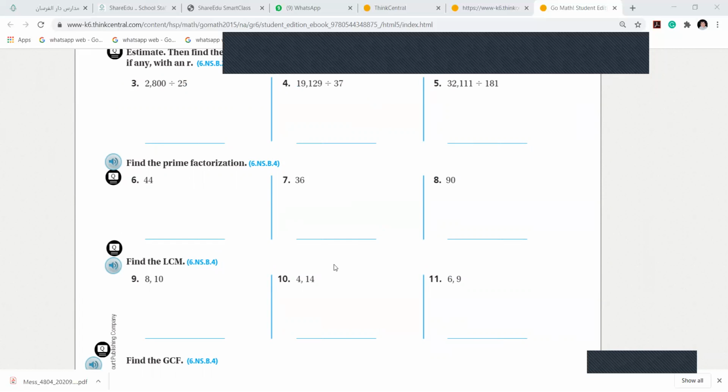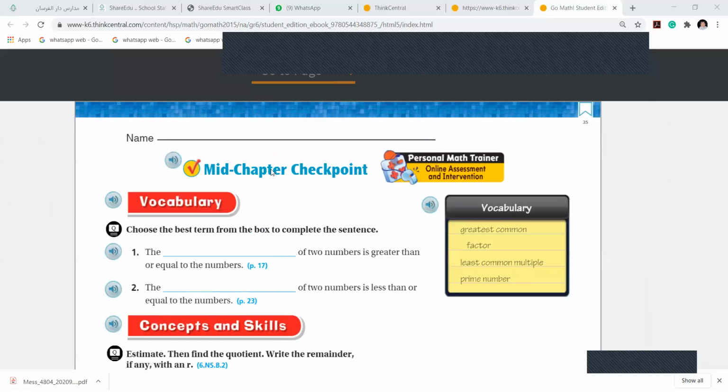Okay. So what you are going to do? You will just have these lessons till 1.4. That is finding GCF. So like 1, 2, 3, 4. These are the 4 types. Miss, can you send what we are going to have for the quiz? Yeah, you will be informed, but till now, if you want to know, it's before the mid-chapter checkpoint.